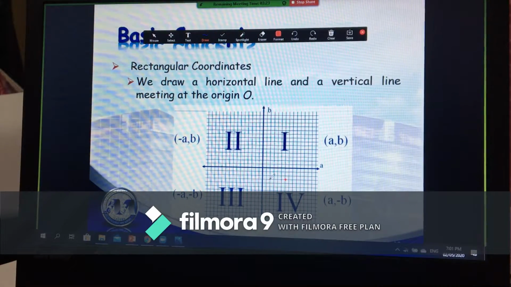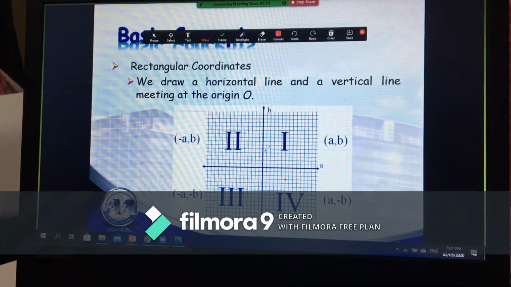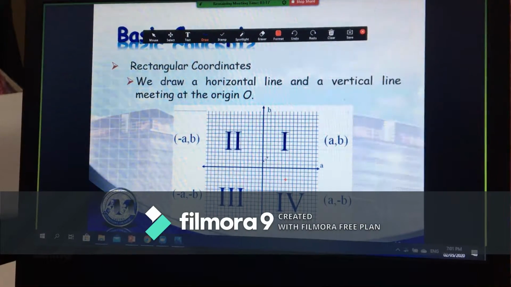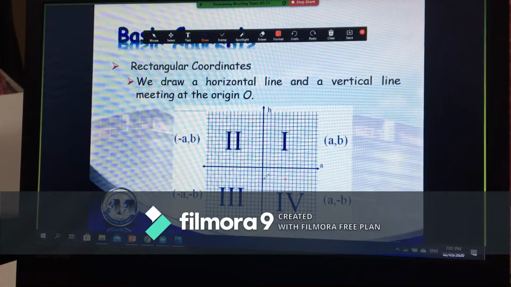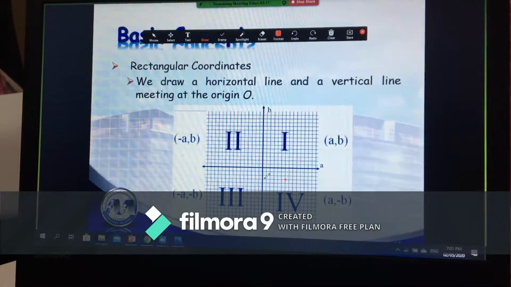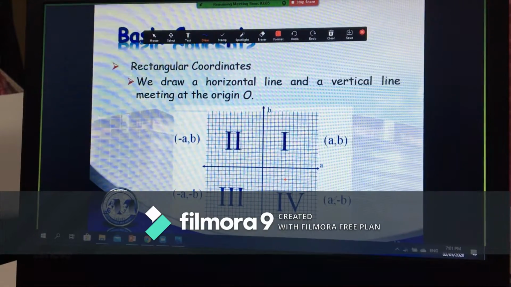Kung going to the right siya, but take note, ang reference nating vertical line dumaan sa origin. Nag-refer tayo sa origin. So, from the vertical line to the point, going to the right tayo. So, ibig sabihin yan, ang A natin is positive.